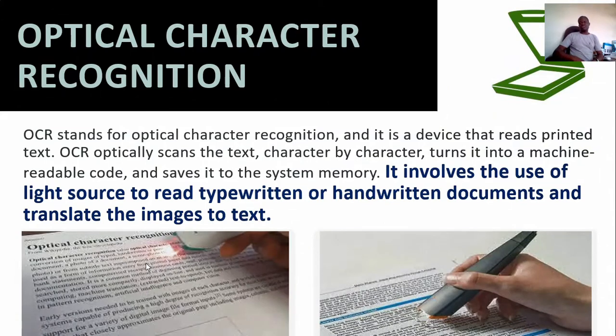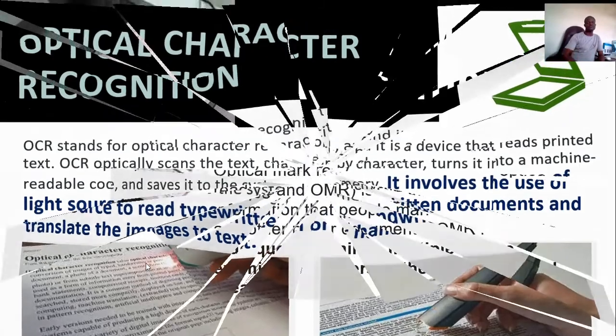Well, we are now on optical character recognition. As you can see, with the help of character recognition, the handheld device, as you move around the document, automatically captures it and converts it to a document or an electronic copy. It involves the use of light, as you can see, as a source to read the typewritten or handwritten document, and then it translates the image into text.